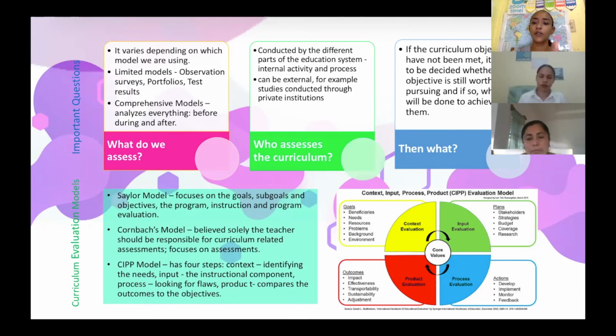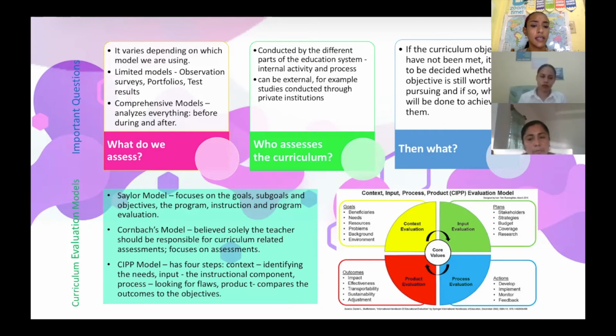Lastly, what would you do after the evaluation? Well, if the objectives are not met, we must decide if they're still worth going over again, and if so, how will we change it? I decided to talk about these three models. The first is the Saylor model. It focuses on the goals, the program, the instructions, and evaluating the program itself.